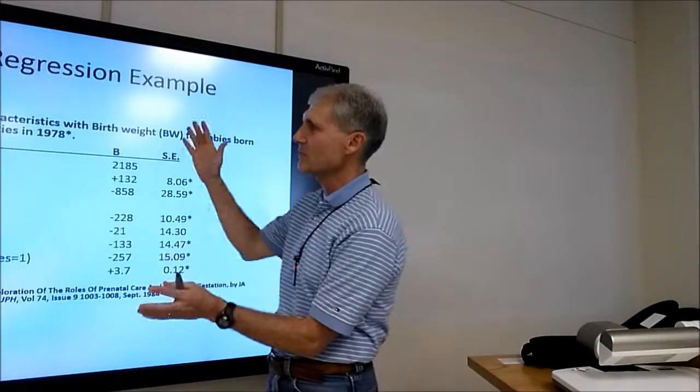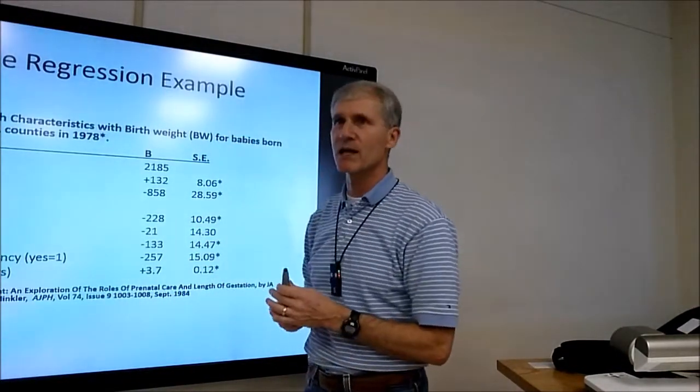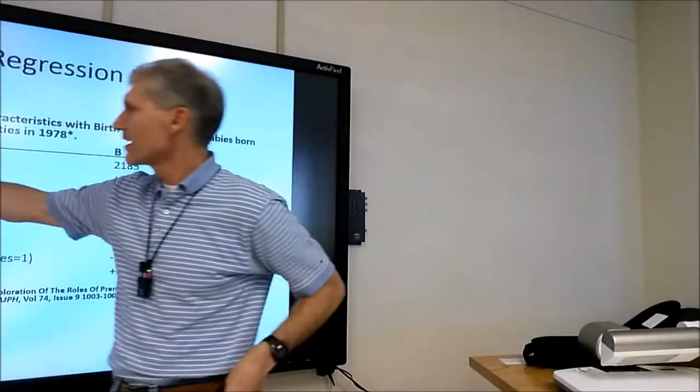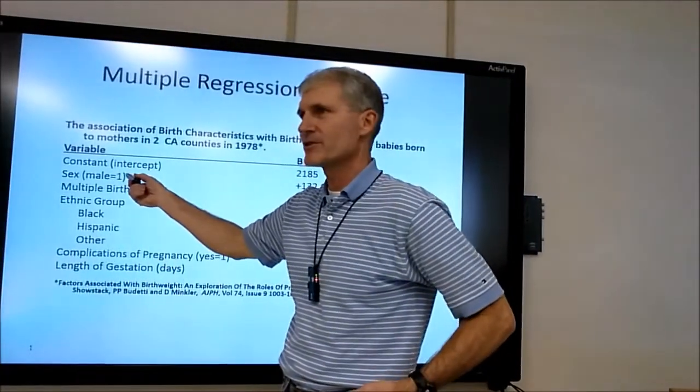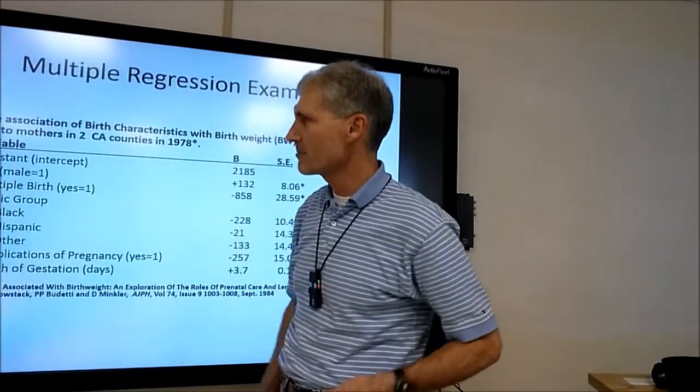This is typical output, typical presentation of a multiple regression model. What does constant mean? That's the intercept term. What's our symbol for that? Beta naught. Okay, beta naught.